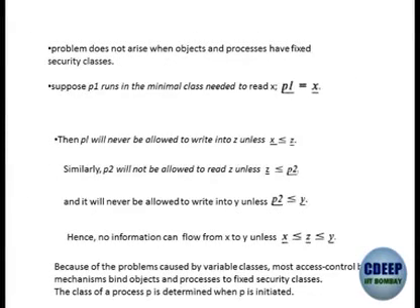Now suppose P1 runs in the minimal class needed to read X, that means the level of P1 is the same as the level of X. Then P1 will never be allowed to write into Z unless the level of X is less than or equal to the level of Z, and similarly P2 will not be allowed to read Z unless the level of Z is less than or equal to the level of P2, and it will never be allowed to write into Y unless the level of P2 is less than or equal to Y. Thus, there is no information flow from X to Y unless the intermediate label, that is Z, is greater than or equal to X but less than or equal to Y.